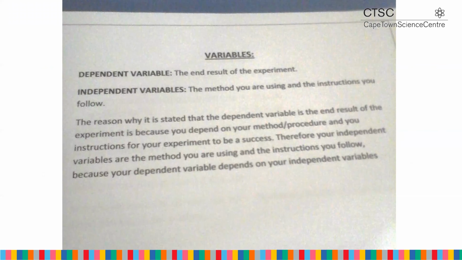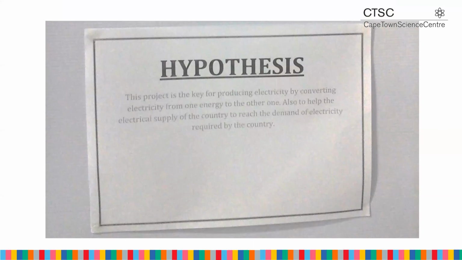Here are some examples where learners have really confused what their variable actually means. So, for instance, in this experiment, they said that the dependent variable is the end result of the experiment, and the independent variable is the method you are using. So they haven't fully understood their variables here.